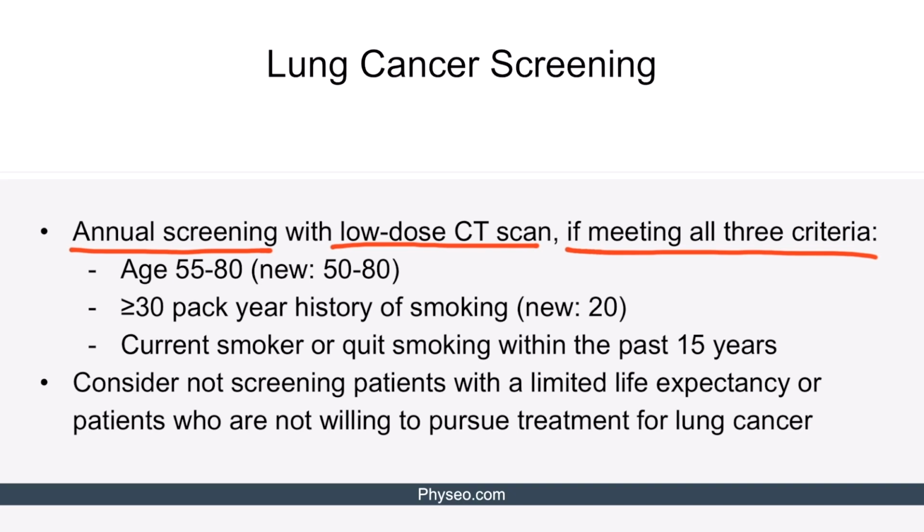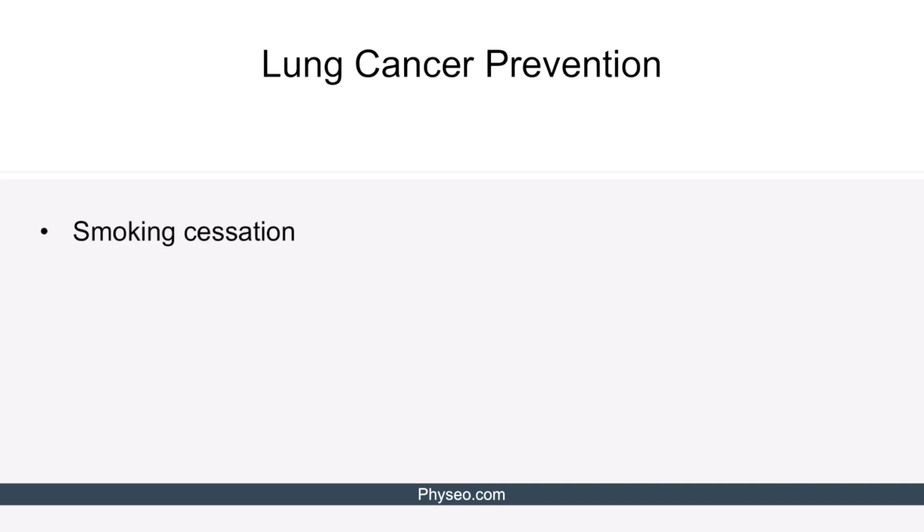Lastly, clinicians should consider not screening patients with a limited life expectancy or patients who are not willing to pursue treatment for lung cancer. Remember, the goal of screening is to identify cancer at an early stage in order to treat it. And if the patient is too frail or does not want treatment, then there's no reason to screen them for cancer, right? You're not just trying to identify cancer for the sake of having identified it. You're trying to improve their lives or extend their lives. When it comes to lung cancer prevention, smoking cessation remains the number one recommendation.